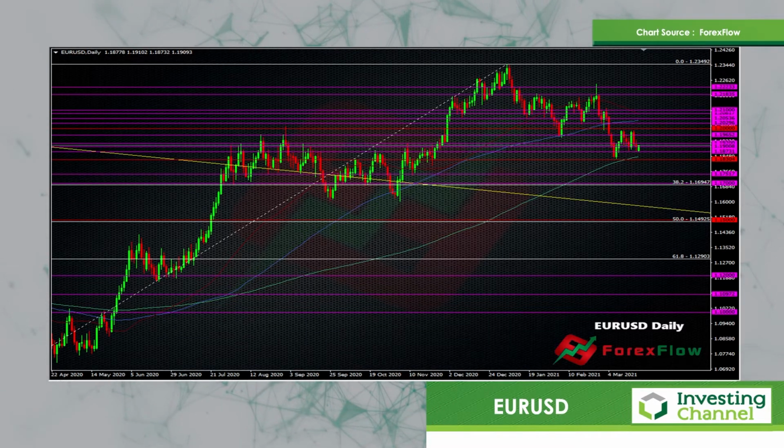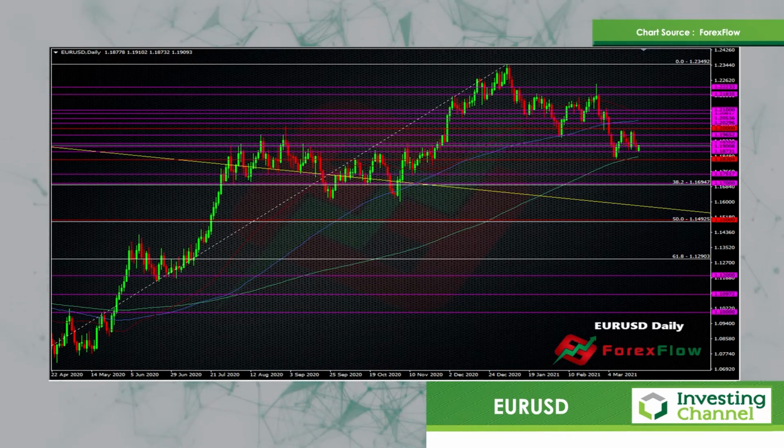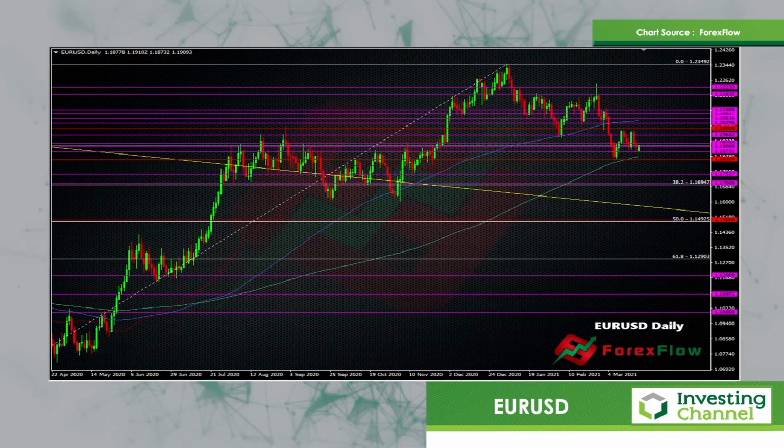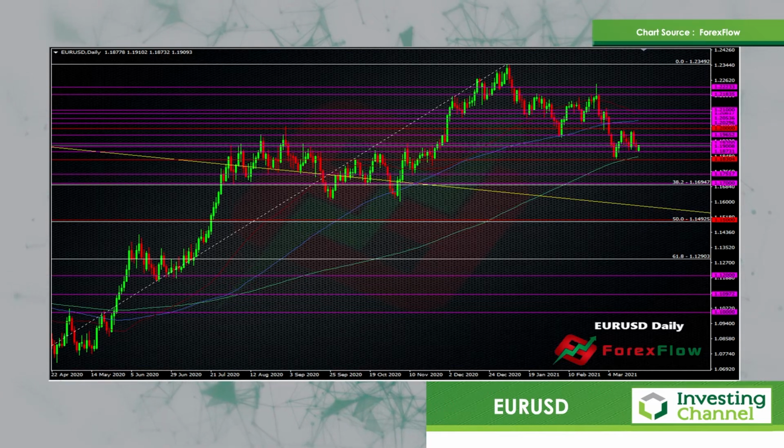Now, what I'll be looking at here is that we're seeing a bit of a short-term range develop. After we've come off those highs back towards the end of last year up in the 123s, we've gradually drifted lower, and we found ourselves stuck in this sort of 120 to 118.30 range.